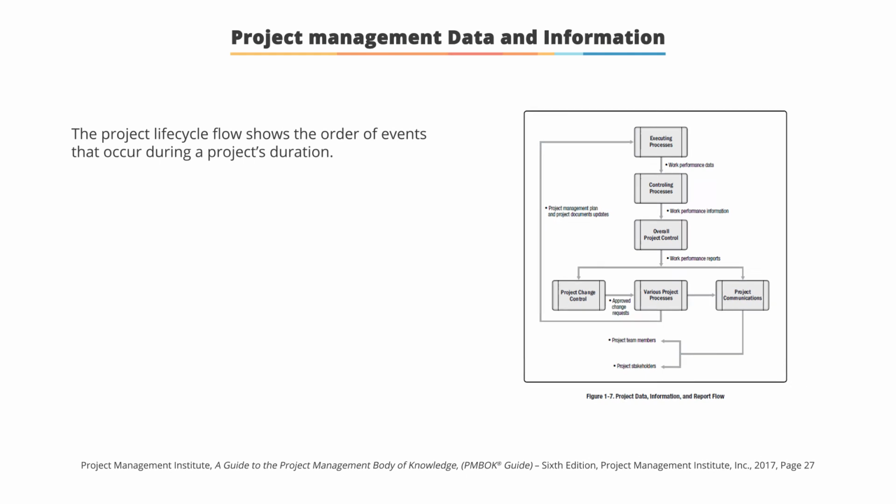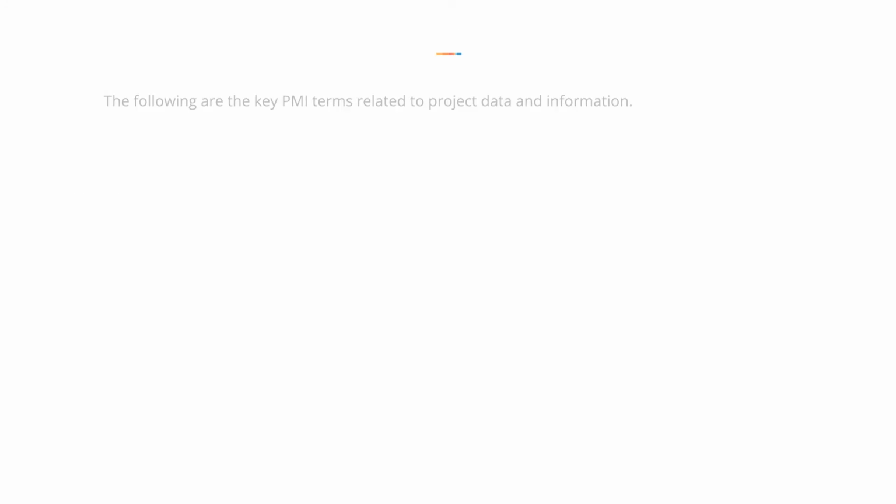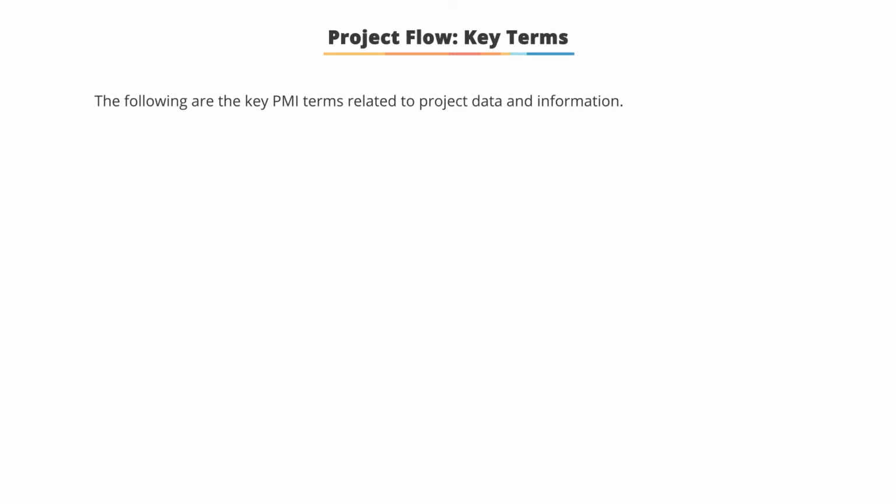The project lifecycle flow shows the order of events that occur during a project's duration. During the project delivery, data is collected and analyzed to assist in project decision-making. The following definitions identify key PMI terminology for project data and information.